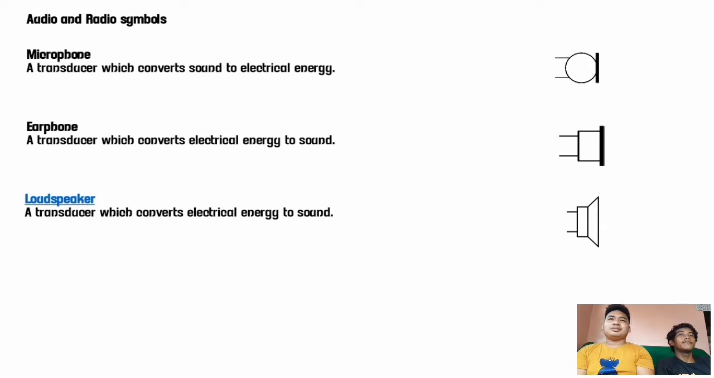Audio and radio symbols. Microphone: a transducer which converts sound to electrical energy. Earphones: a transducer which converts electrical energy to sound. Loudspeaker: a transducer which converts electrical energy to sound.